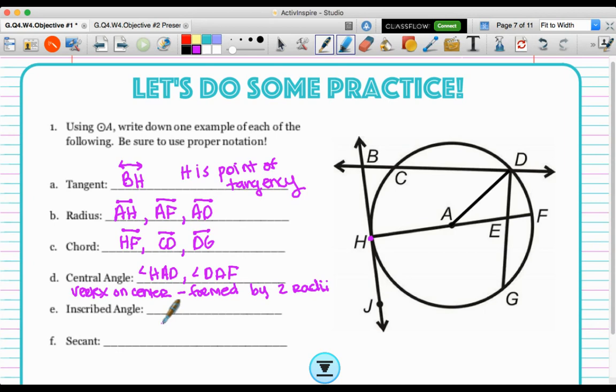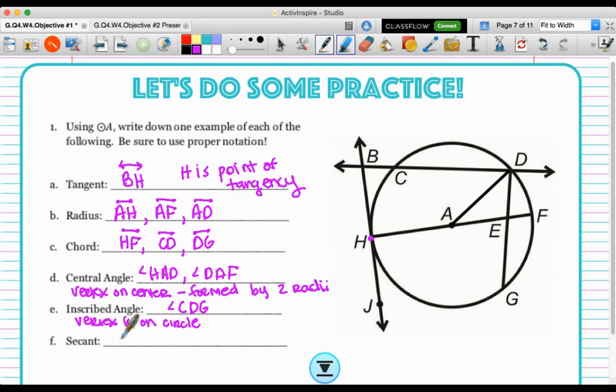What about an inscribed angle? So this is where the vertex is on the circle, like on the circumference of the circle. So CDG. I think that's the only one, right? Even though CDA is on the circle, it really doesn't fit the definition because it's not formed by two chords, right? I don't really see any others. Sometimes people consider like BHF, but I'm not going to.